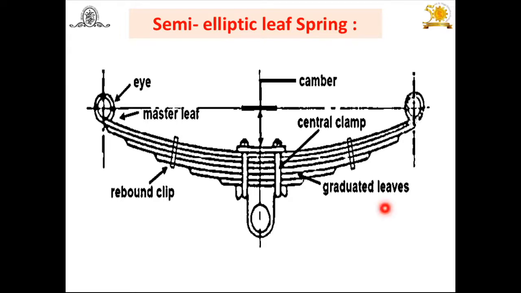Now here, instead of directly having graduated leaves, two extra full length leaves are provided in addition to the master leaf. And why are they provided? Because they help to support the transverse shear force.